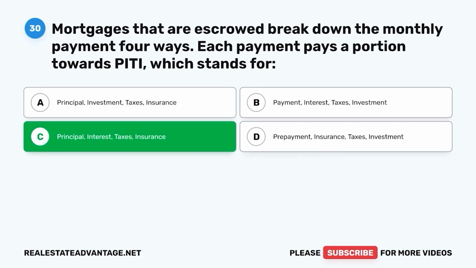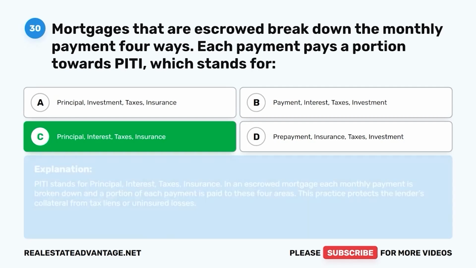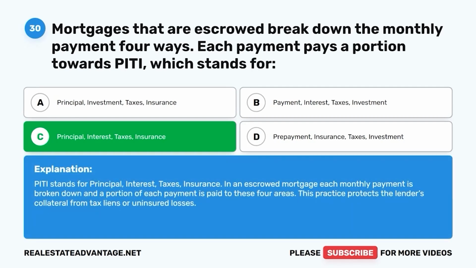Principal, interest, taxes, insurance. PITI stands for principal, interest, taxes, insurance. In an escrowed mortgage, each monthly payment is broken down and a portion of each payment is paid to these four areas. This practice protects the lender's collateral from tax liens or uninsured losses.